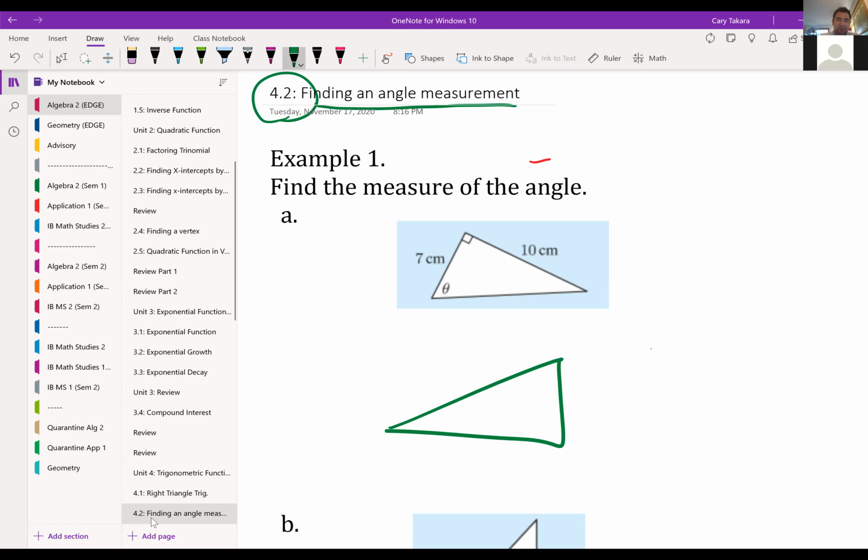Now before, you were given one unknown side, and then you had one side measurement given, let's say 12 centimeters, and then you also had the angle measurement. This is 35 degrees, right? That was yesterday. But this time we are given two measurements, but the angle measurement is unknown. Okay, so we're going to go through that.